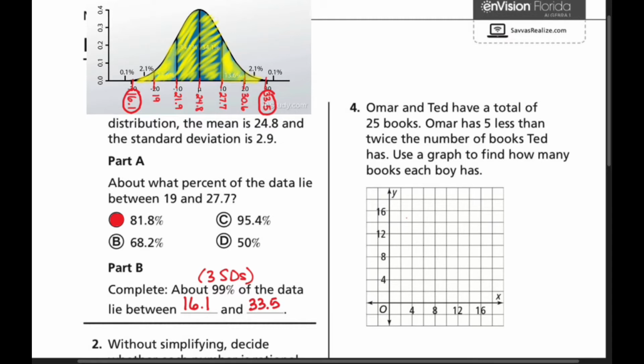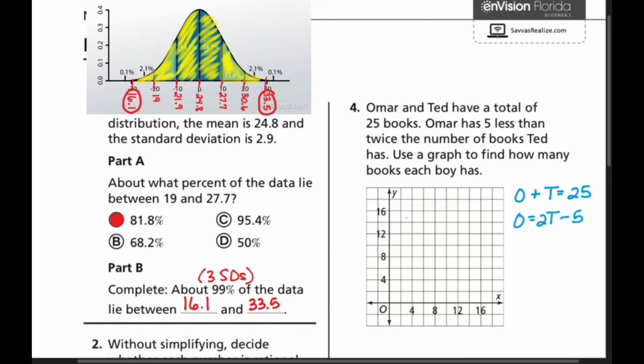And then we're gonna skip to number four, just because it's on the screen. Omar and Ted have a total of 25 books. Omar has five less than twice the number of books Ted has. Use a graph to find how many books each boy has. So if they both together have 25, that would be O plus T equals 25. And then if Omar has five less than twice the number, I'm going to subtract five, and then twice the number of Ted would be 2T.